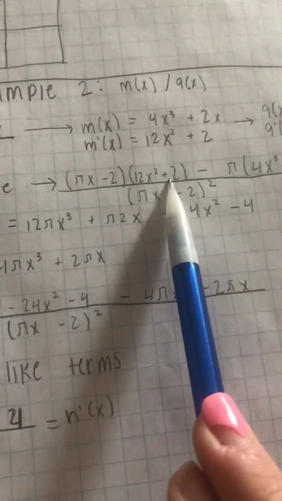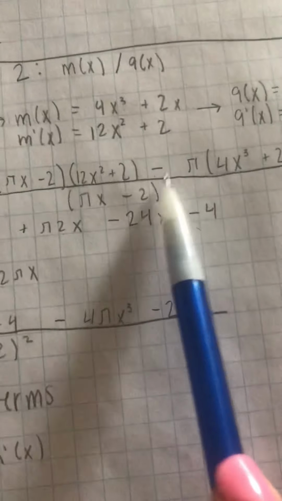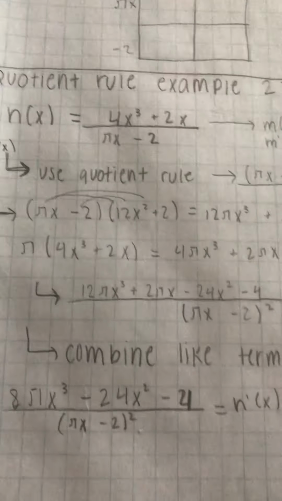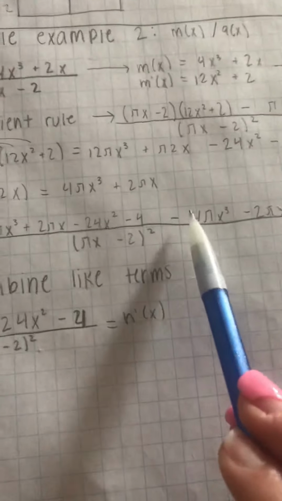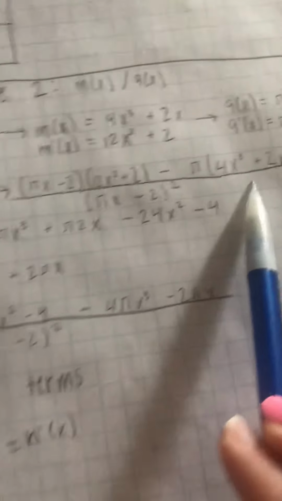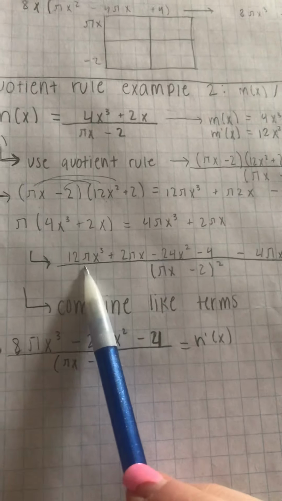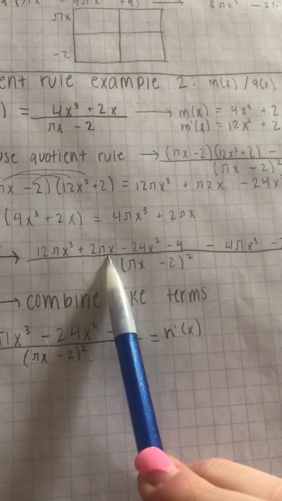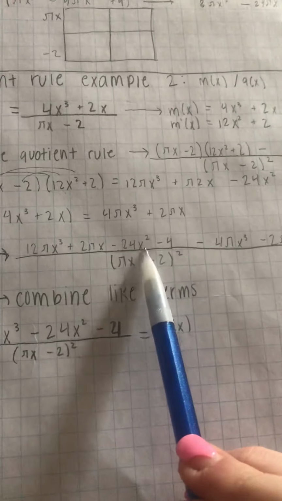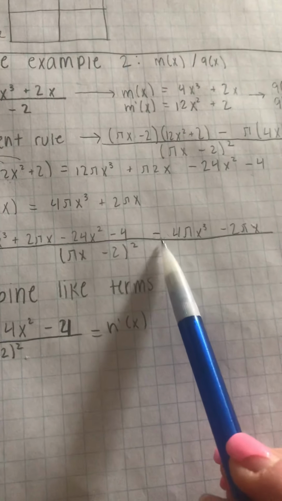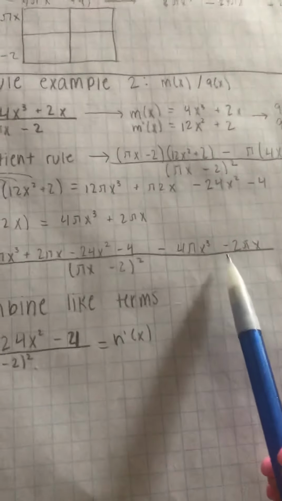Now that I have all of these terms right here and right here, I'm going to plug them back in where I had these ones. Now I have to take note of this negative sign, which I didn't when I was distributing. I just distributed positive pi. But when I plugged it back in, I did take into consideration that negative sign, and I did actually subtract because I knew that there was a negative pi being multiplied. I didn't write that out here, but that's what I did. So I have my 12 pi x cubed plus 2 pi x minus 24x squared minus 4, and then here that negative sign is being distributed to both terms. I have my negative 4 pi x cubed and my negative 2 pi x.